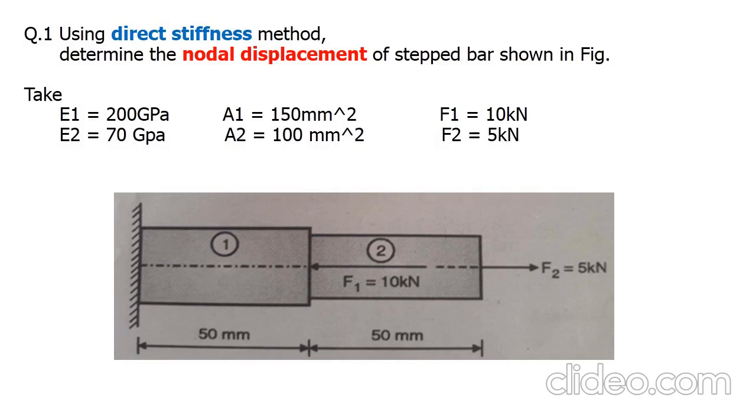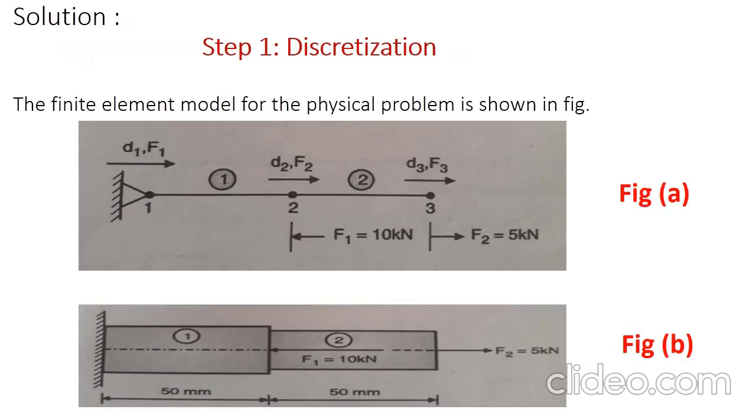the adjacent side of the first and second element, F1 acts towards the left-hand side and its value is given as 10 kilonewton. That is, element 1 experiences a 10 kilonewton force while the second element is pulled by F2 and its magnitude is 5 kilonewton. So for this question, with a step bar having two elements with different area, different modulus of elasticity and various forces, we are asked to calculate the nodal displacement, and that also by using the direct stiffness method.